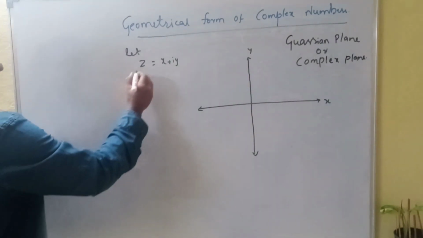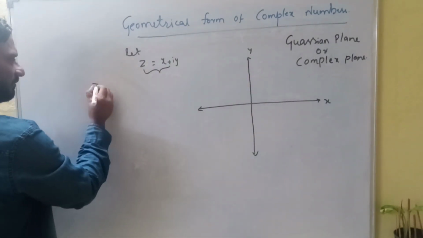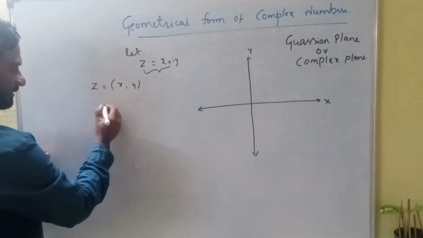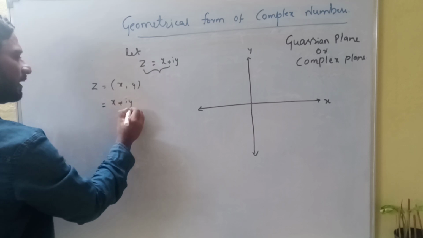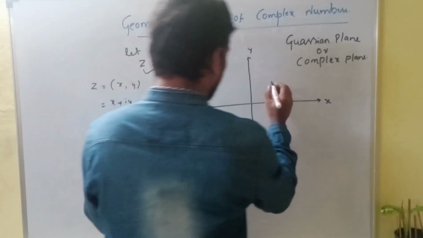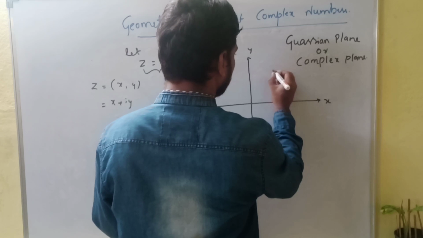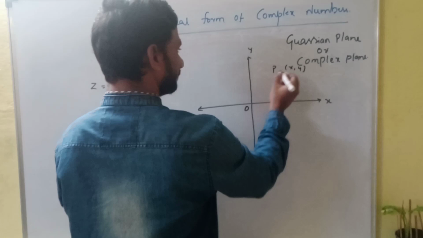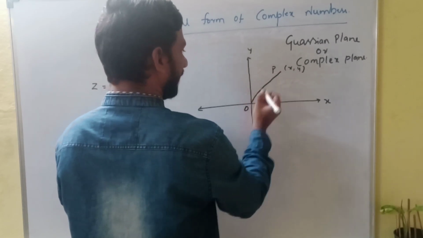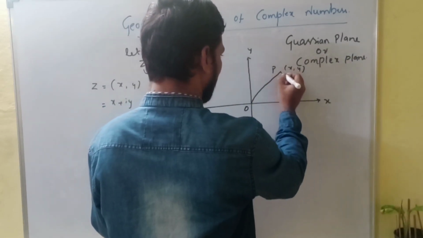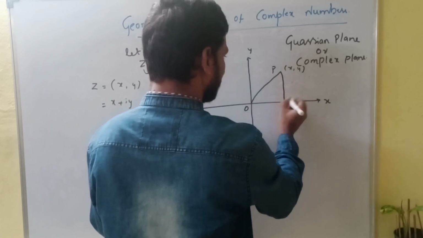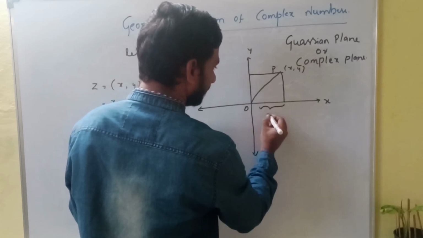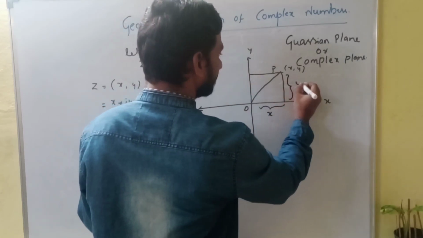And let's take this complex number. So we can write this complex number in the form of x comma y. This means this equals to x plus iy. So I'm taking one point in this Gaussian plane, this P x comma y, and this is origin. I'm drawing a line from origin to point P and one perpendicular line to the x-axis and another perpendicular line to the y-axis. So this distance will be x and this distance will be y.